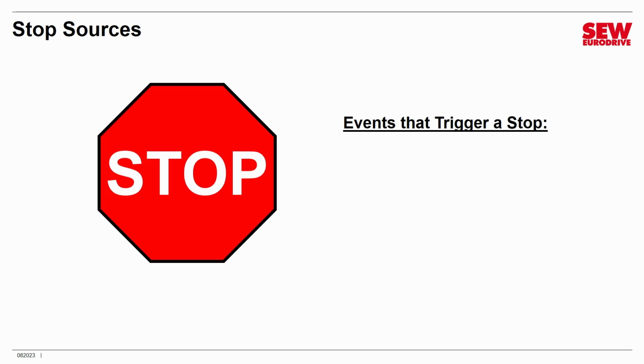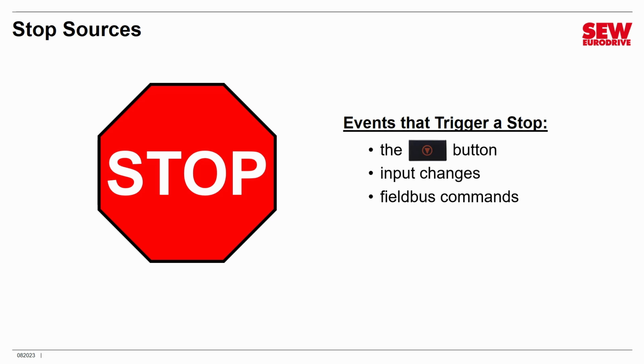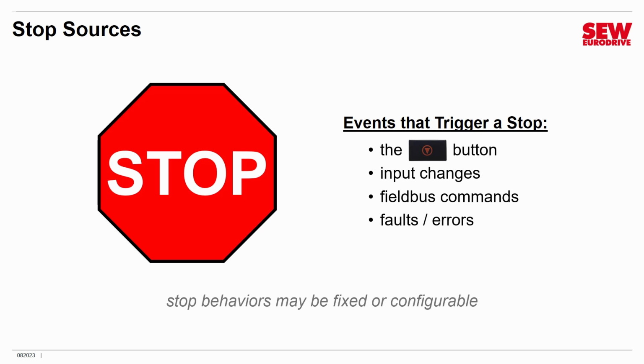What kind of events can trigger a stop? Actually, there are quite a few. Pressing the stop button on the VFD's keypad is one possibility. Another is input changes. The digital and analog inputs can change in a way that would trigger a stop. You can send a command over a field bus to the VFD if it's being controlled by a PLC or other industrial controller, and you can request a stop. And then faults and errors often cause a stop as well, because something goes wrong and the VFD halts itself when they occur.